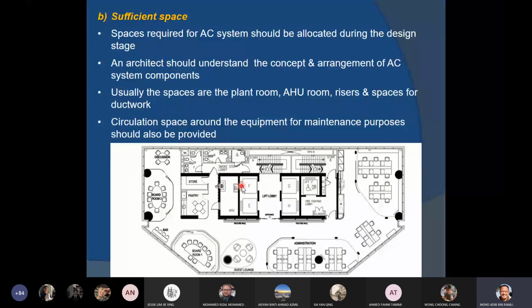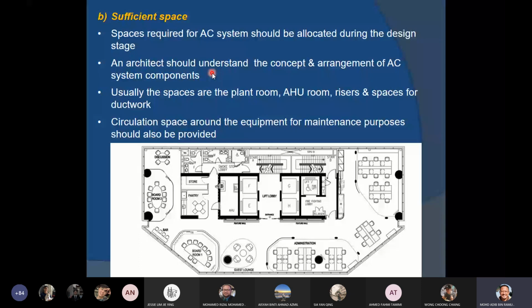And how do you arrange? Basically, the design of the core is the role of an architect. So how do you design the core nicely so that it would optimize the use of space? Usually the spaces are the plant room, AHU room, risers, and spaces for ductwork. If you use ductwork, as an architect, you need to decide whether to expose the ductwork or whether to conceal the ductwork.